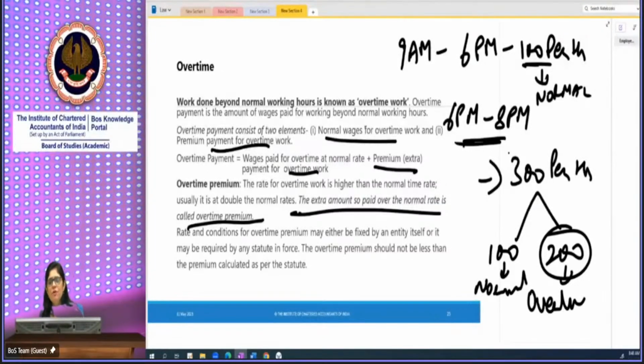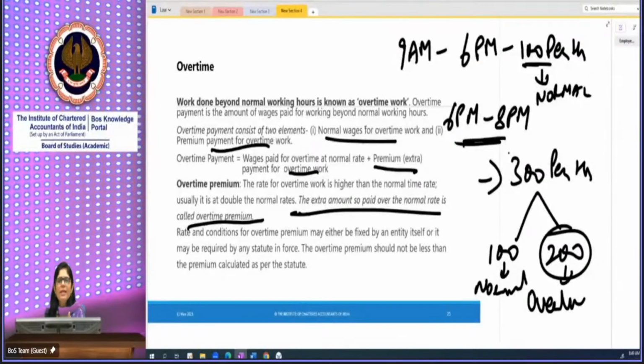Let us say there is no overtime and you are working from 9 a.m. to 8 p.m. Which rate will be applicable? 100 only. But you are paid 300 per hour from 6 to 8. That means you are paid 200 extra. 100 you will always get. But what extra are you getting for those 2 hours? Extra you are getting 200.